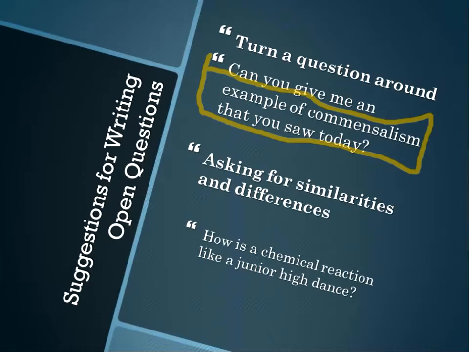How about asking about similarities and differences? This is another really good way of taking a closed question and making it open. So, like, how is a chemical reaction like a junior high dance? Here I'm giving them an analogy, and I'm asking them to tell me the similarities and differences that were used to construct that analogy. You could just as easily also ask them to generate an analogy on their own about that. A chemical reaction is to a blank as blank is to blank, and have them generate their own analogies if they need to.